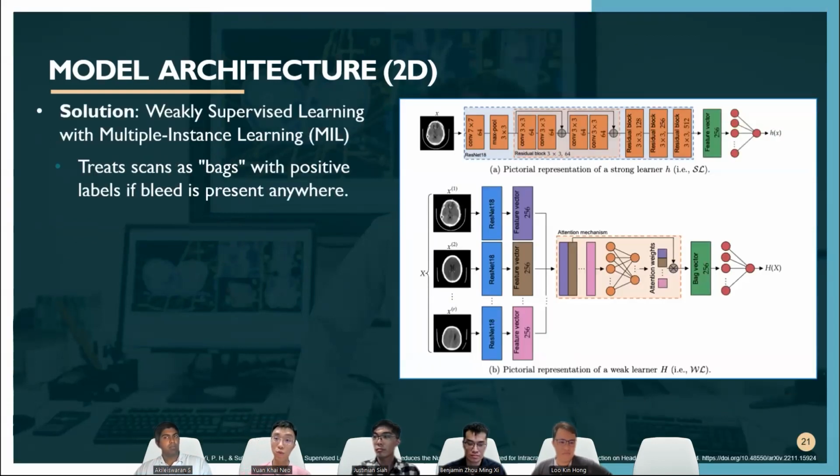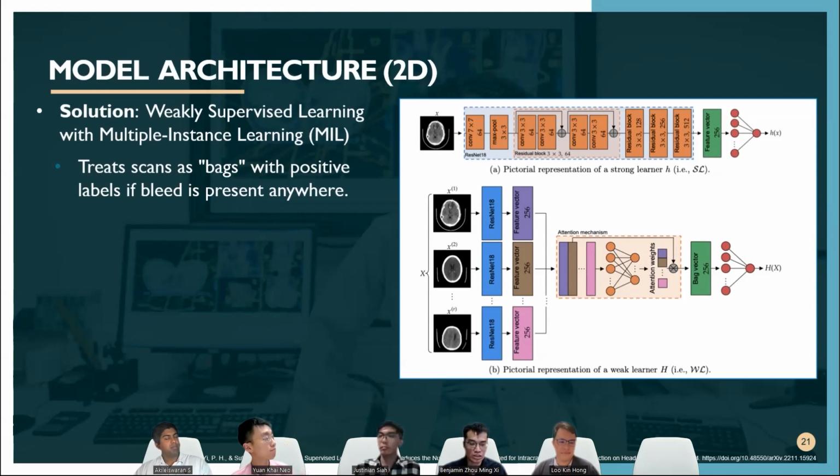To handle datasets with examination level labels, we decided to use a method called multiple instance learning. This treats each dataset as a bag that contains multiple instances. Each bag would be labeled positive if even just 1 positive instance is present in it. We can see this from the illustration above. I see. That is why you chose to use a weakly supervised learning method together with multiple instance learning to improve your model training.